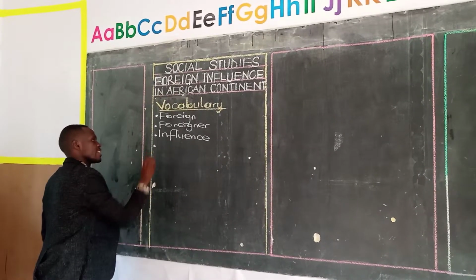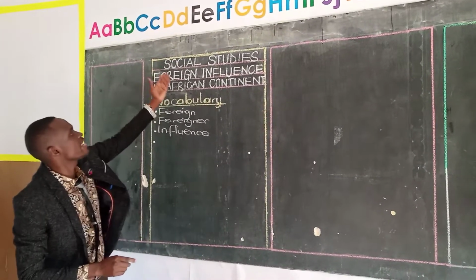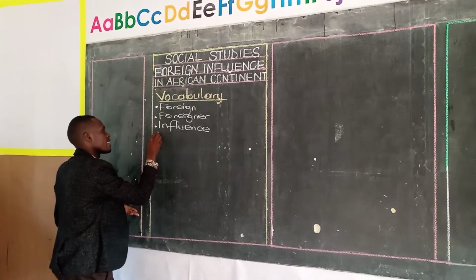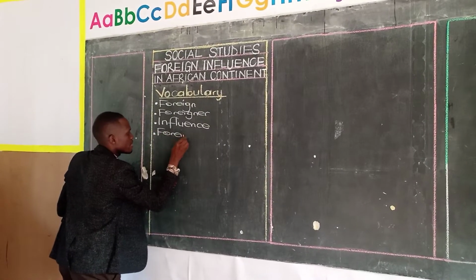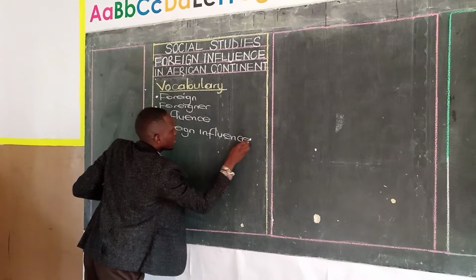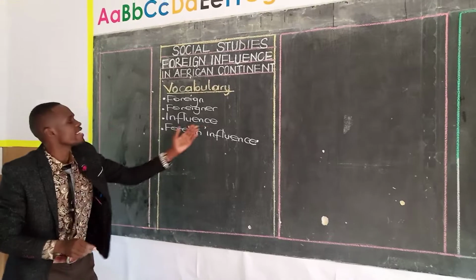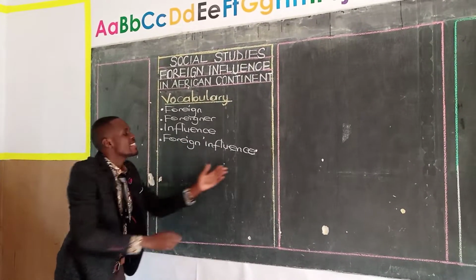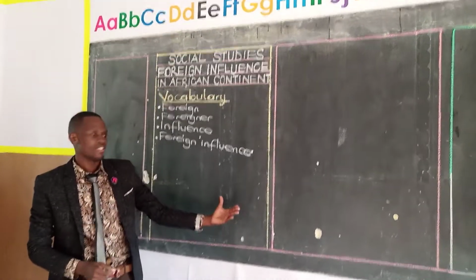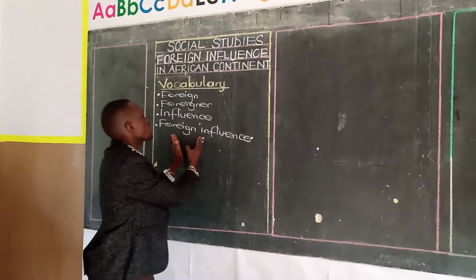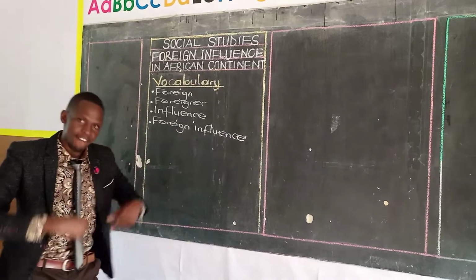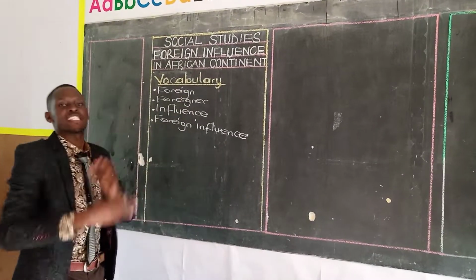The other vocabulary is the phrase foreign influence. This is the key vocabulary we need to understand. That is foreign influence. The phrase foreign influence can mean the negative and the positive changes that are brought to Africa by early visitors. Or another person can say that foreign influence refers to the social, political, and economic changes on Africans that are brought by early visitors to Africa.